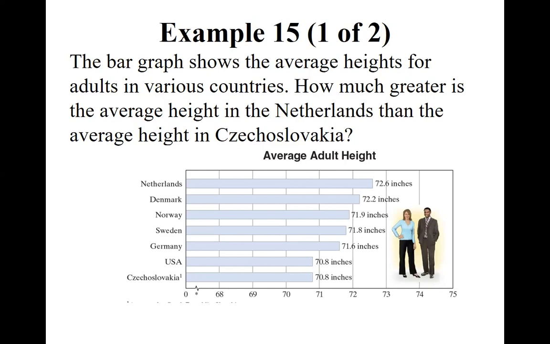The bar graph shows the average heights for adults in various countries. How much greater is the average height in the Netherlands than the average height in Czechoslovakia? Well, in the Netherlands, the average height is 72.6 inches. In Czechoslovakia, the average height is 70.8 inches.